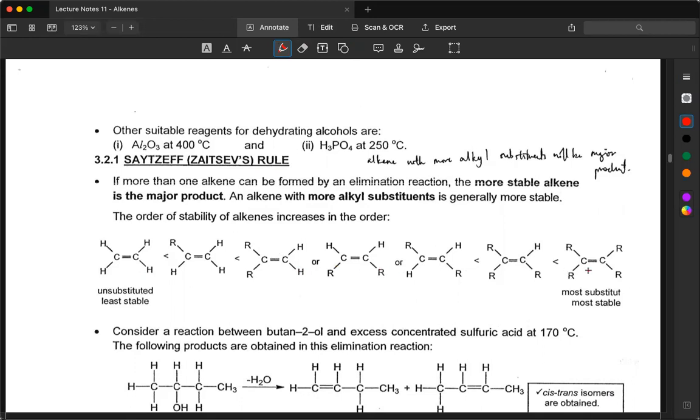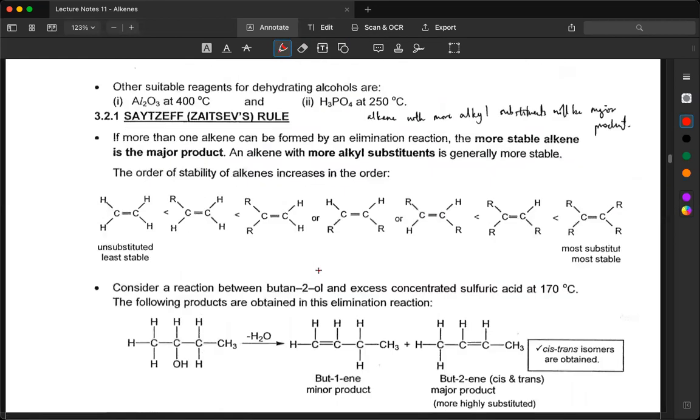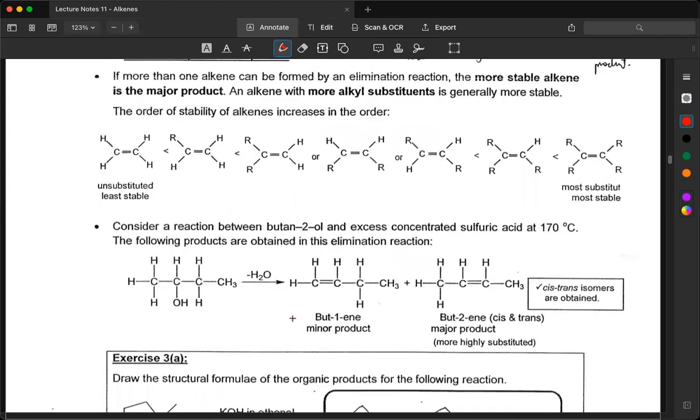So the most stable is the one with the greatest number of substituents. That is why we need to consider what happens in the reaction. Consider a reaction between butan-2-ol and excess concentrated sulfuric acid at 170 degrees Celsius. These are the products formed in the elimination reaction. But-1-ene is the minor product and but-2-ene is the major product. In the case of but-2-ene, there will also be cis-trans isomers.